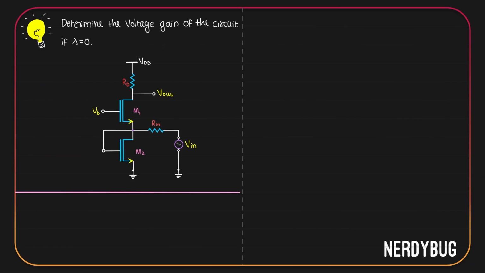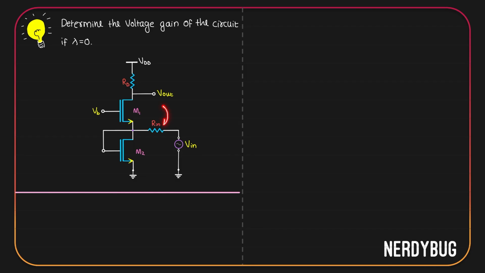Let us now solve a problem. We have to determine the voltage gain of the circuit if lambda is equal to 0. Lambda is 0, so we do not have to consider channel length modulation. We have a MOSFET M1 to which input is given at the source. Output is taken at the drain. So M1 is in common gate configuration.